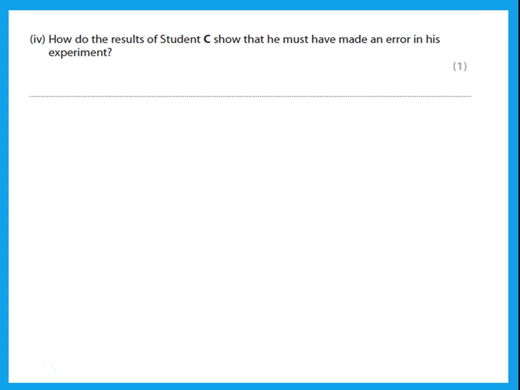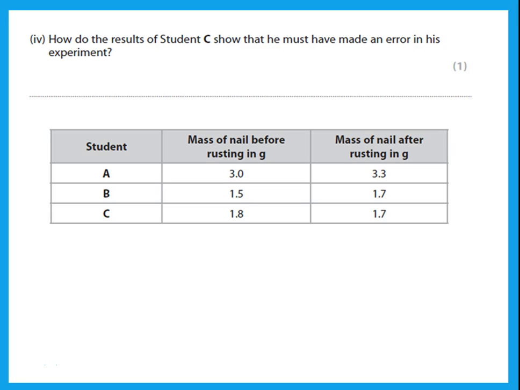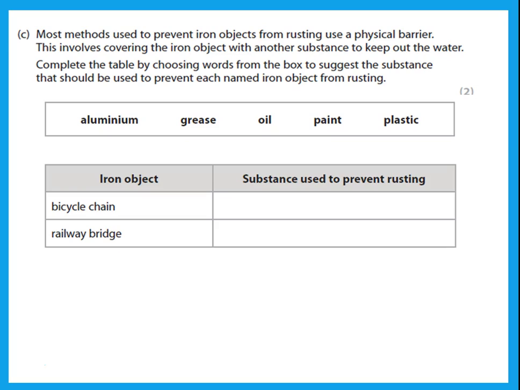How do the results of student C show that he must have made an error in his experiment? Where is student C? He started with 1.7 and he ended up with 0.8 after rusting. And after rusting, the mass decreased. No, after rusting, the mass should increase. So the mass decreased instead of increased.